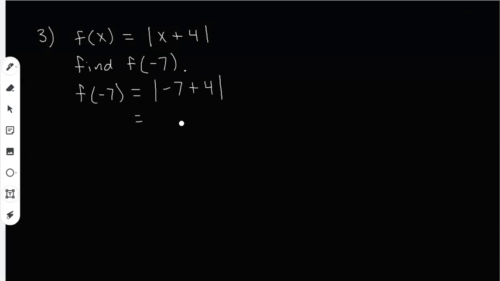Okay, so everything is still in the absolute value symbol. So I'm going to do whatever's on the inside of that symbol, negative 7 plus 4. And that's going to give me negative 3. So then the last thing I have to do is take the absolute value of negative 3, which is going to be positive 3. And that's my answer. So 3 is going to be my answer. When I evaluate the function at negative 7, I get a positive 3. So one of the points on my graph is going to be (negative 7, 3).